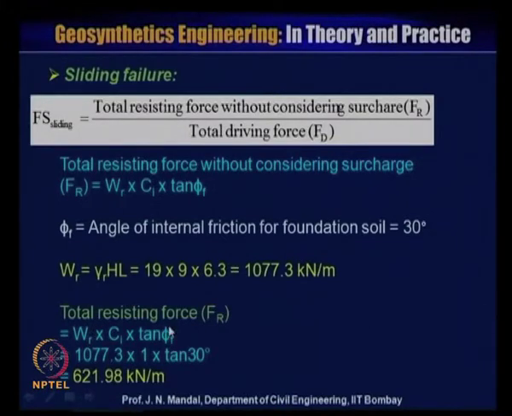So total resisting force Fr will be equal to WR Ci into tan phi R, where WR is equal to 1077.3, Ci is 1, phi is 30 degrees. So total resisting force will be 621.98 kilonewton per meter.